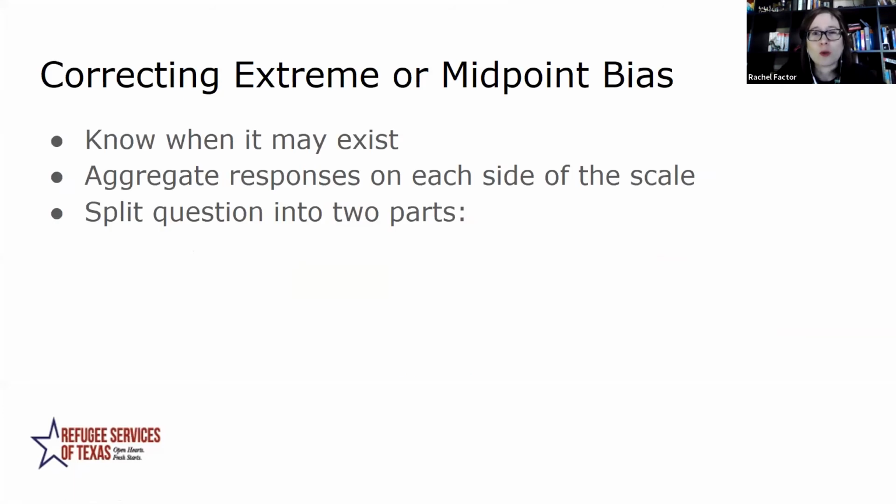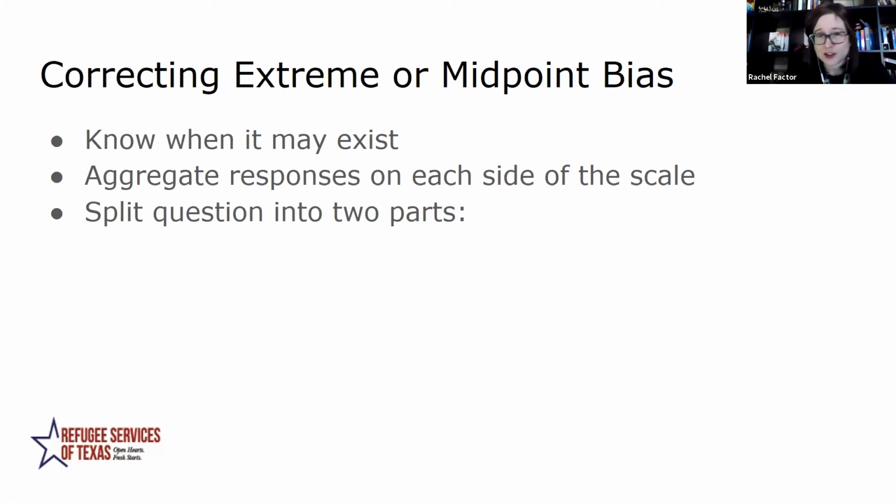So you may wonder, how do I correct for this? The first thing that's important to know is, when might it exist? You're going to know that by conducting that pilot test, seeing how they're responding, and looking at those response patterns. Study your population, know your population, have conversations with people, look at cultural backgrounds, and you may have a bit of an idea of whether extreme or midpoint bias may exist.